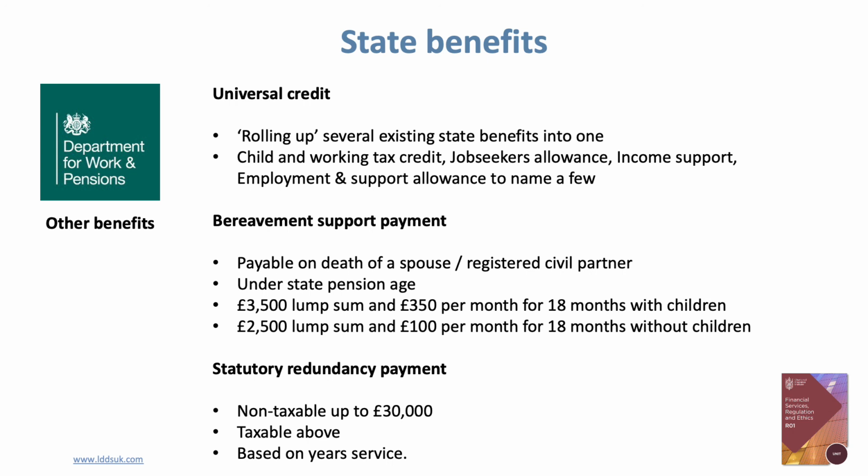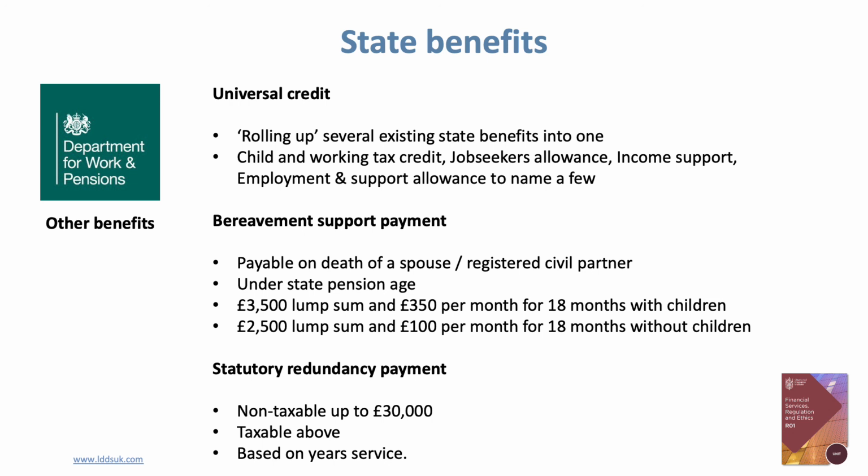If you die under state pension age without children, a lower amount of £2,500 will be paid, and £100 a month will essentially be paid for that 18 months, designed to cover the cost of borrowing for a basic funeral and also to provide a little bit of support whilst the person perhaps needs to get the house in order before going back to work.